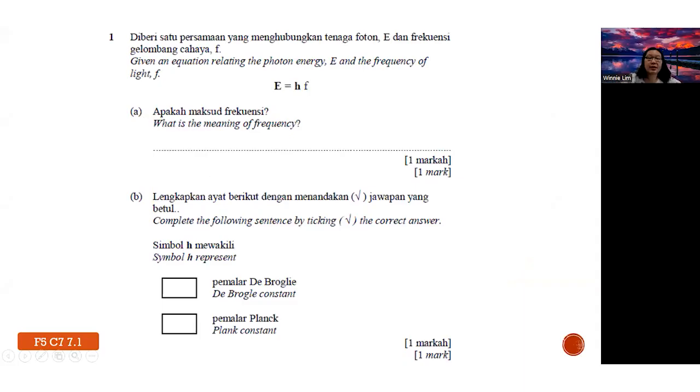Okay, so question 1 actually comes from Form 5, last chapter, Chapter 7, 7.1, quantum theory of light. Based on the question, given an equation relating the photon energy E and the frequency of light f, what is the meaning of frequency? This one is asking on the definition, the knowledge part. Basically, frequency is the number of complete oscillations in 1 second. So you need to give full definitions.